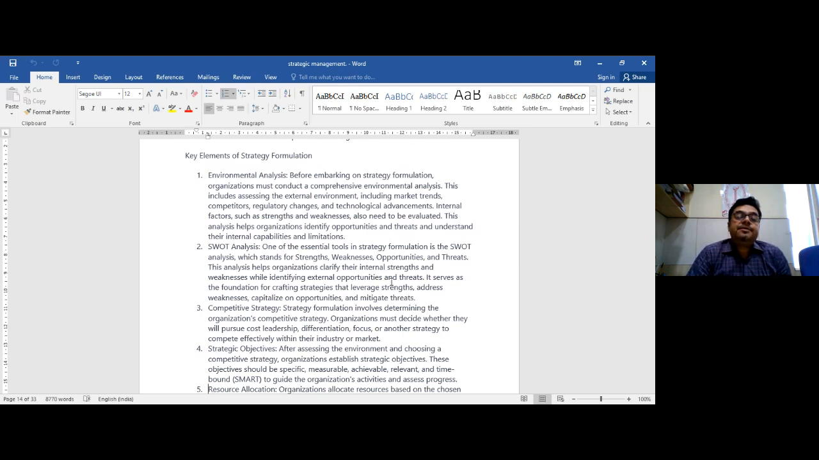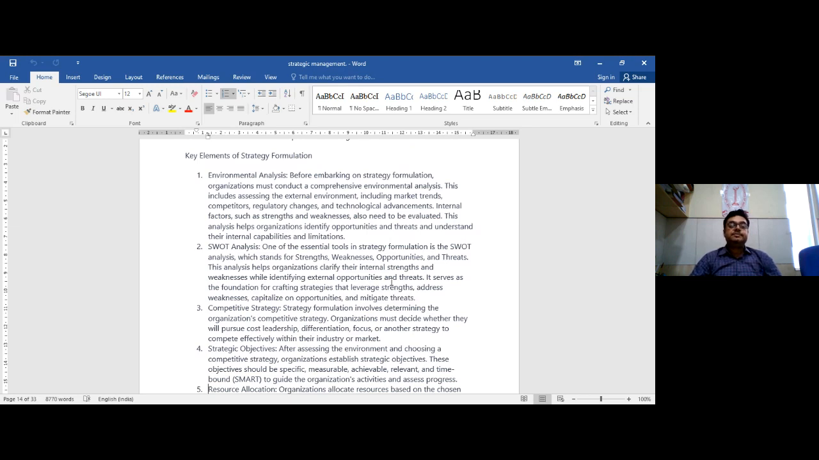Also, the internal factors need to be evaluated. This ultimately would foster organizations to identify their strengths, weaknesses, opportunities, and threats, as well as their internal capabilities and limitations which at any point of time organizations are faced with.